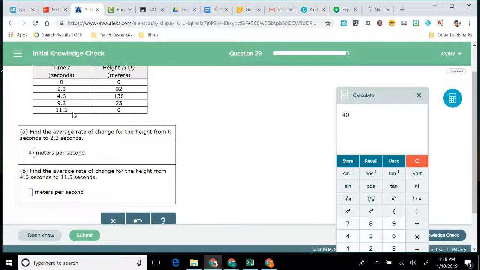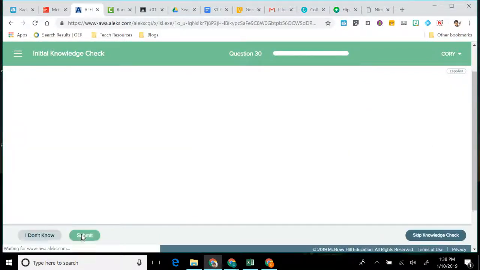From 4.6 to 11.5, so it's going down. So it's going to be 0 minus 138 divided by 11.5 minus 4.6. So it's got to be a negative slope. 11.5 minus 4.6 is 6.9. It's 138 divided by 6.9. I have to remember that it's negative, so I get -20. So decreasing 20 meters per second for the second half. That goes back down to the ground.